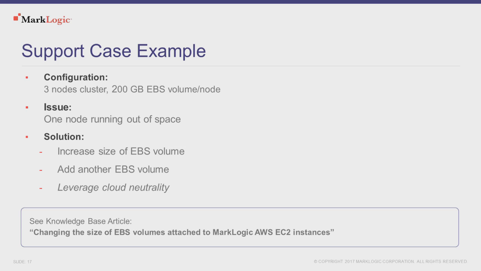We increased the size of an EBS volume, add another EBS volume, and then remount it, and you're done, basically. There's nothing really about this solution that's specific to AWS. It's something that any DevOps person would have come up with or dealt with at some point. The issue is disk space. Same deal with the cloud, really, in a lot of ways. We have a knowledge base article on this, changing the size of EBS volumes attached to AWS EC2 instances.